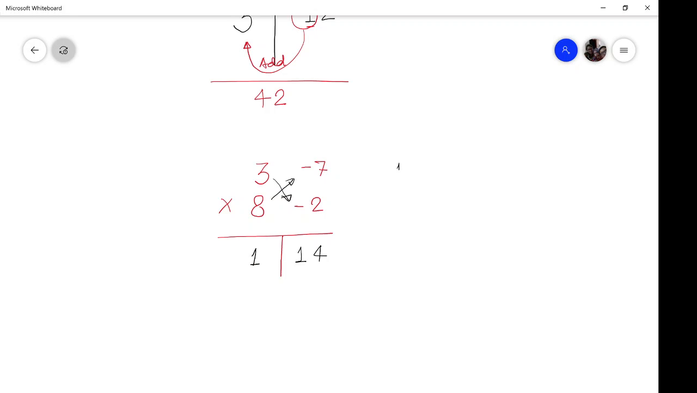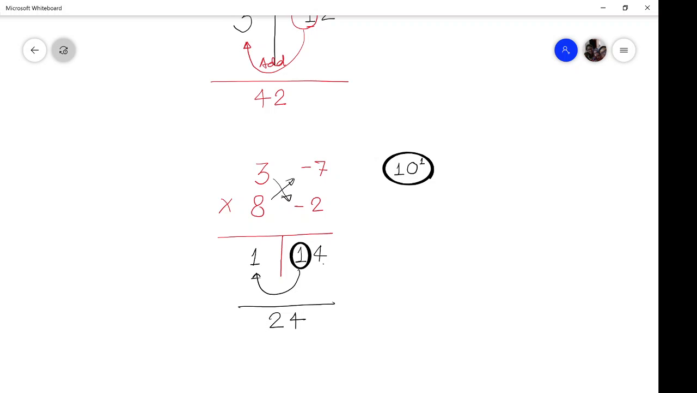But our base is what? 10, that is power 1, so only the unit can stay here, so this will come here, and the final answer will be 1 plus 1, that is 2, and this is 4. So the answer is 24.